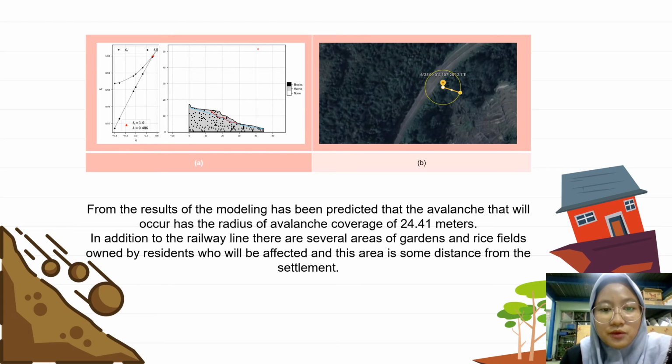From the result of the modeling, it has been predicted that the avalanche that will occur has a radius of avalanche coverage of 24.41 meters. After analyzing landslide coverage and looking at the infrastructure using Google Earth imagery, the most affected area is the railroad. In addition to the railway line, there are several areas of gardens and rice fields owned by residents that will be affected, and this area is some distance from the settlement.